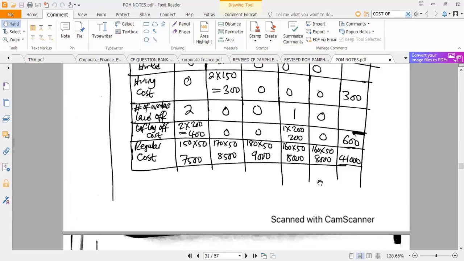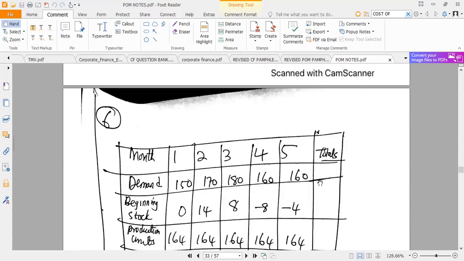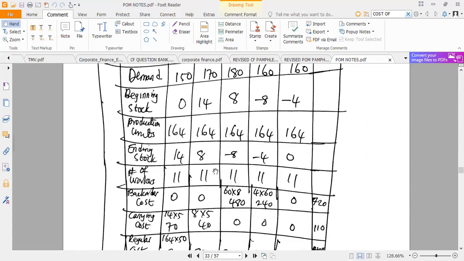So we're getting down here. We have the number of workers, 11. Those are the number of workers. Back order cost, we have a 0 for the first month and second month. Then the third month, we have 60 times 8, which is 480. For the other one it is 4 times 60, which is 240. So the total back order cost is 720.